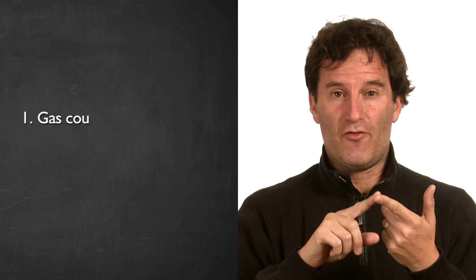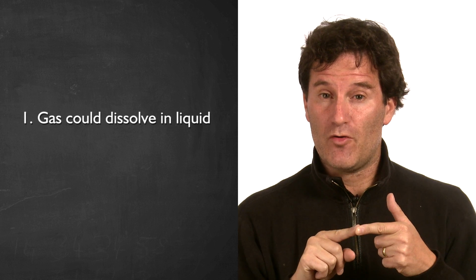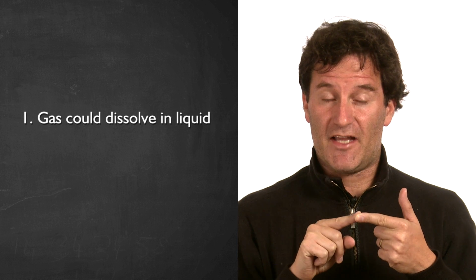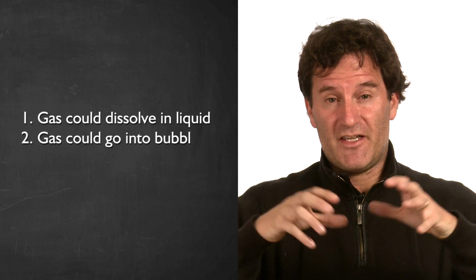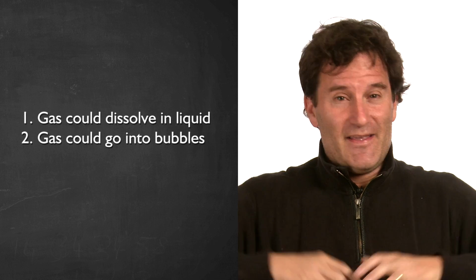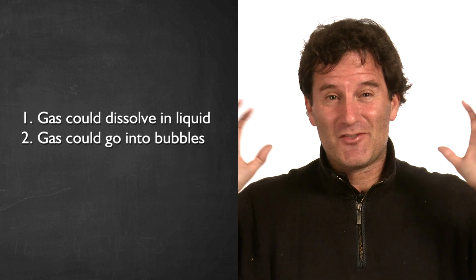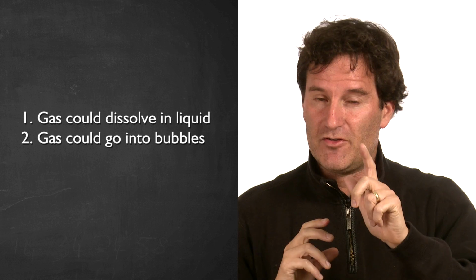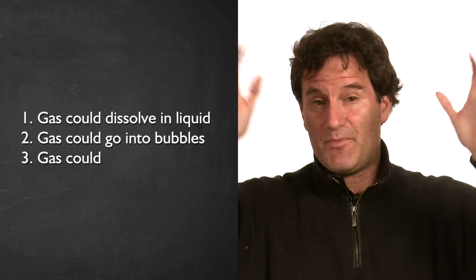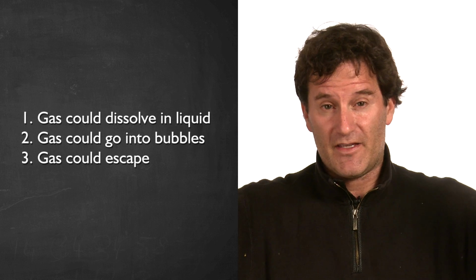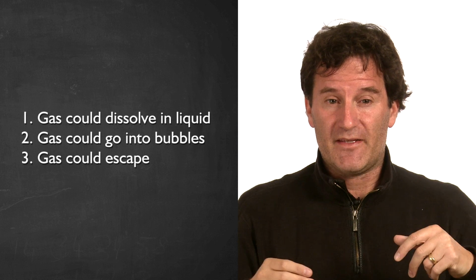So from what I can tell, there are basically 3 possibilities. First of all, the gas could dissolve in the liquid. The batter is, after all, composed of liquid, and in principle, the carbon dioxide could dissolve there. Secondly, the gas could go into bubbles. It could cause the bubbles to puff up. It must get in the bubbles eventually because we know that's what happened in the cake, but that doesn't mean that it goes in initially. We have to think about that. The third possibility is that, of course, the gas could escape. It could get out of the cake entirely and not be useful for baking.